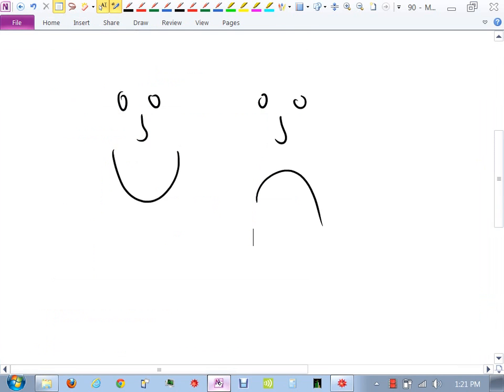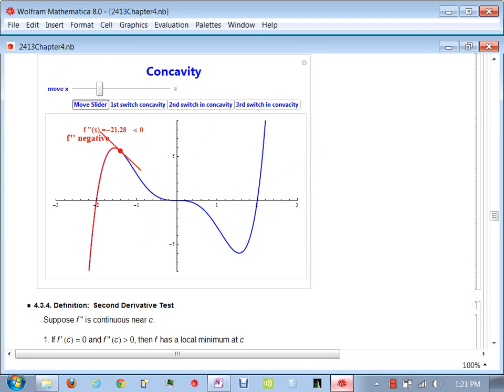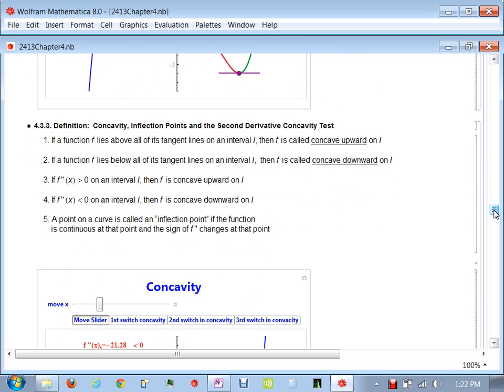So if I go back to my picture over here, if I pick any point on a smile and draw a tangent line, my tangent line's below the smile, right? It's touching at one point, and every point around it should be above that. And then if I go to my frown, my tangent line is above it. I mean, it touches at one point, but the rest of the line is above it. So that's the true meaning of concavity.